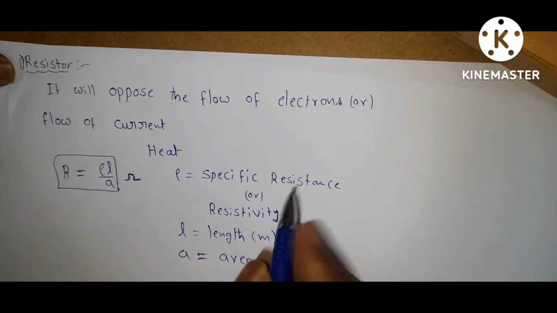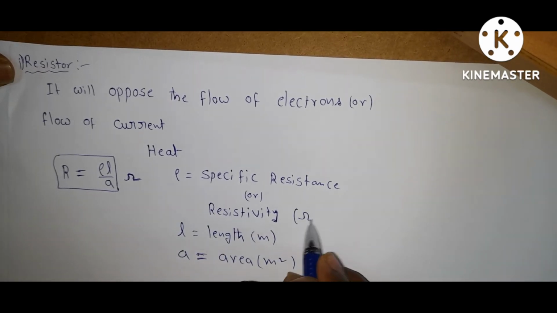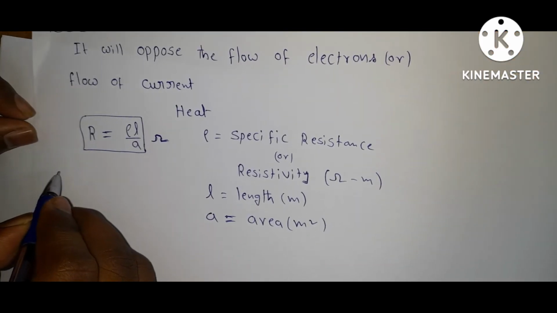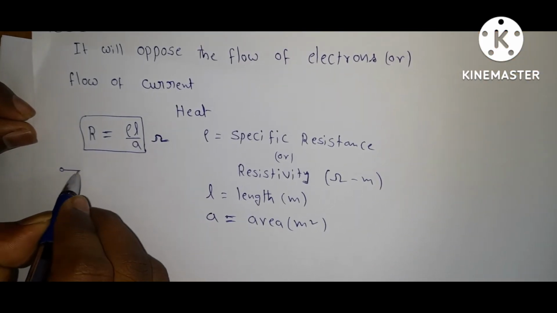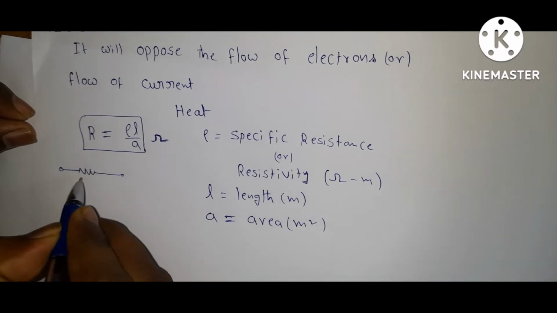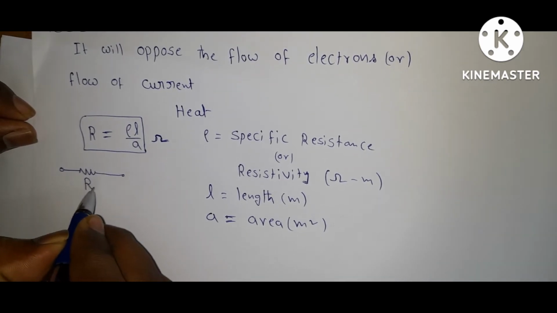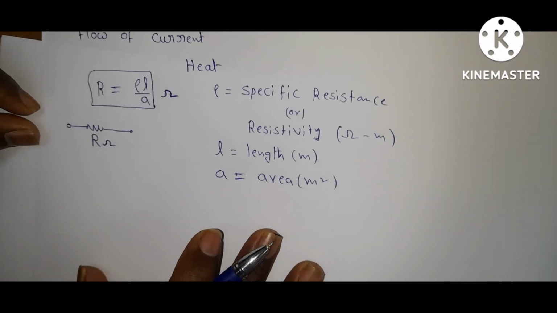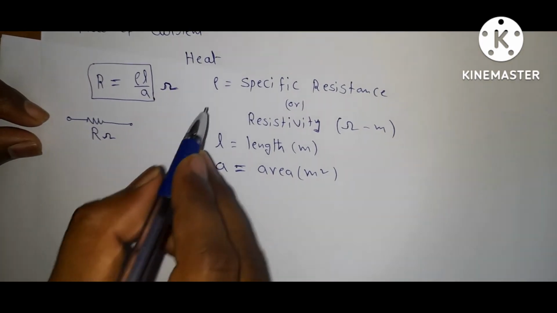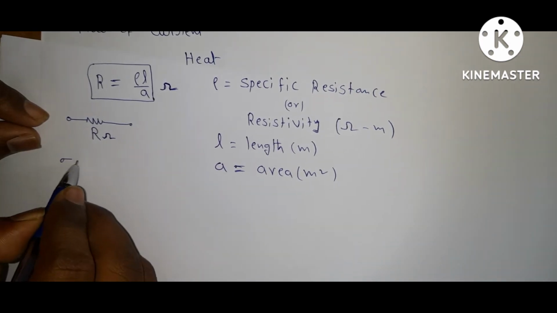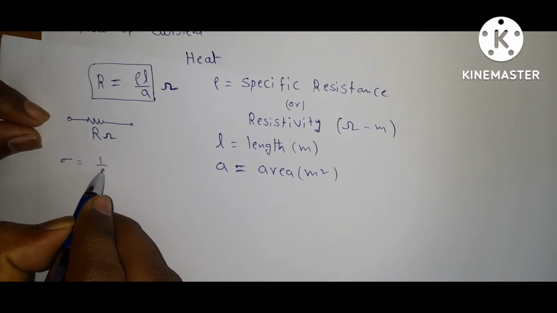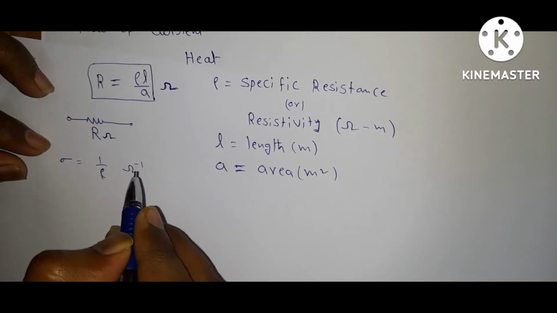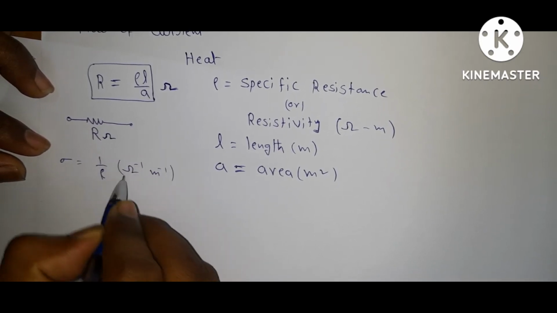The unit of resistivity is ohm meter. The symbol of resistor is denoted like this, R ohms. The inverse of the resistivity is conductivity, sigma is equal to 1 by rho. Its units are ohm inverse meter inverse.